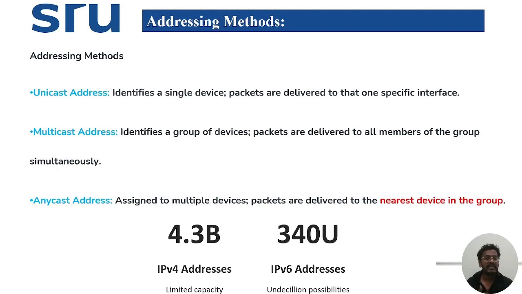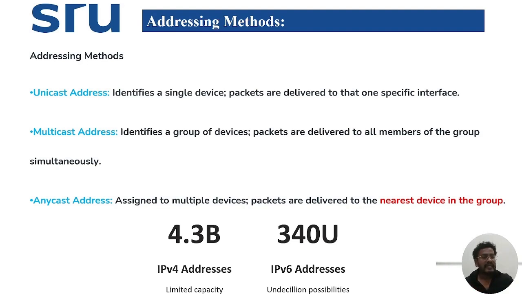The next one is the multicast method. It identifies a group of devices. Packets are delivered to all the members of the group simultaneously. Which means it identifies a group of IP addresses, a group of devices. For example, from one organization the message is distributed to all the workers simultaneously, we can call it like that, or a mail.